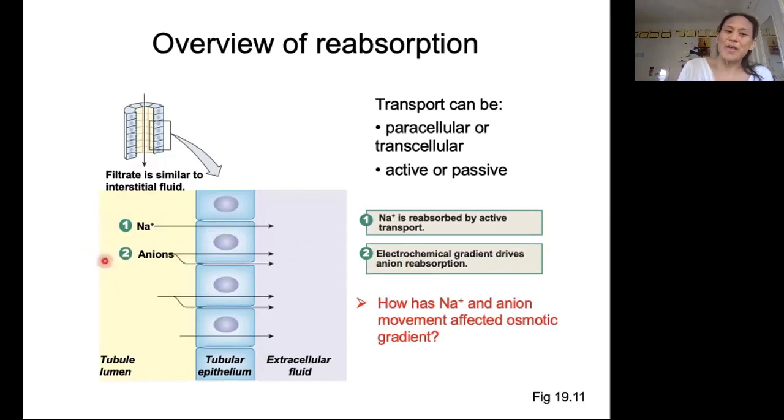Next, notice that we have moved a bunch of ions from the tubule lumen to the extracellular fluid. What is that going to do to our osmotic gradient? So think about that for a second.